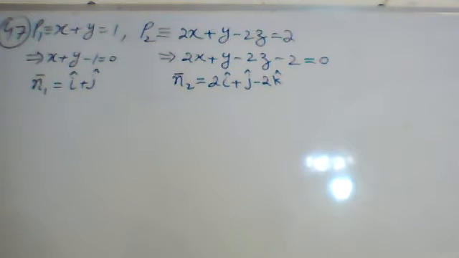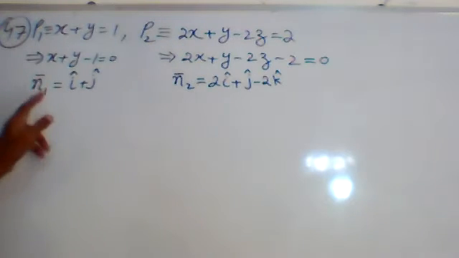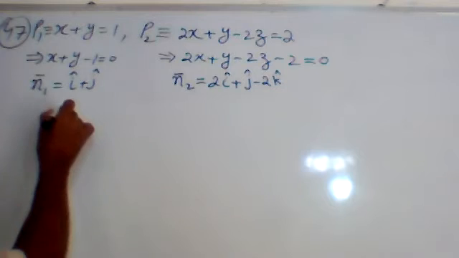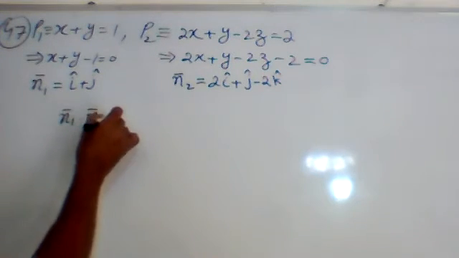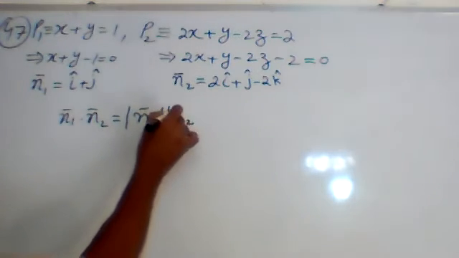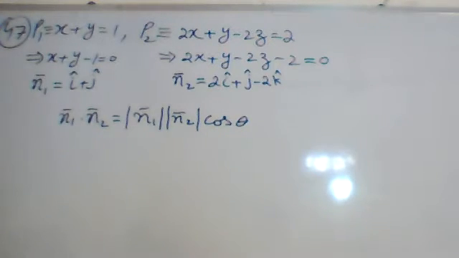The angle between these two vectors will be the angle between these two planes. We have to find the angle between these two planes, P1 and P2. We will find the normal vectors, so we will find the angle in between them. How to find the angle between the two vectors? n1 dot n2 will be equal to mod n1 into mod n2 into cos of theta. This formula will be used to find the angle theta in between them.